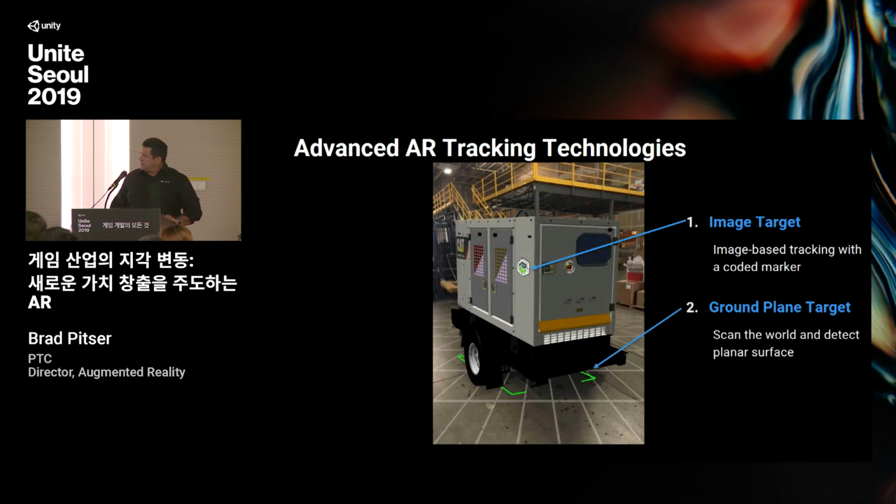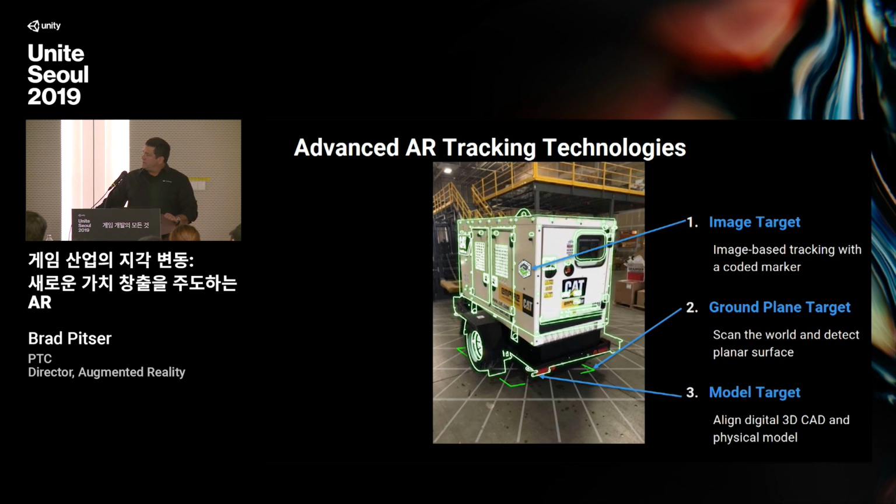Additionally, probably the second most used target type is what we call ground plane or spatial targets. What this does is it allows you to scan the environment, find horizontal or vertical surfaces, and then allow you to place content on those surfaces. So this isn't necessarily locking onto a specific object or anything. It's actually just putting, in this case, a generator in the middle of the floor in this environment.